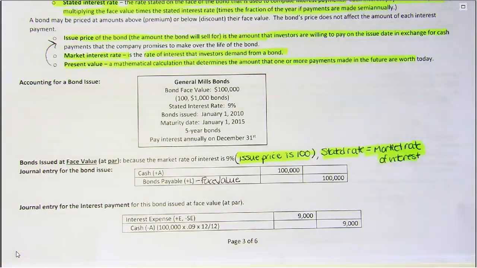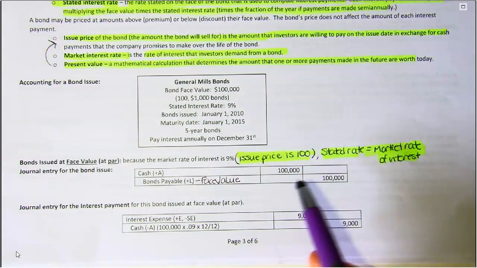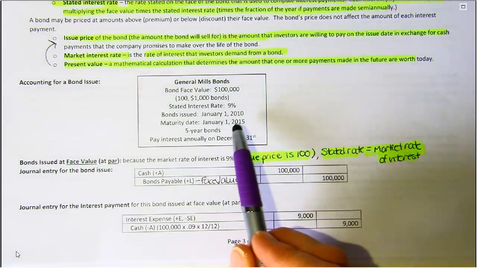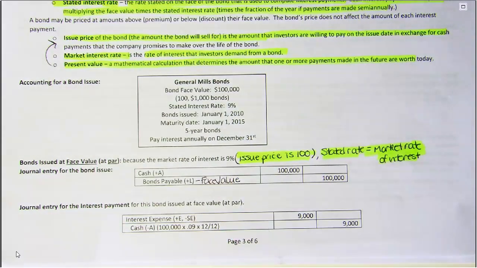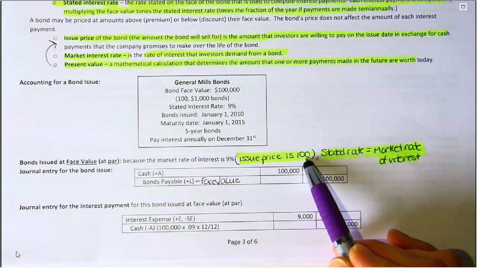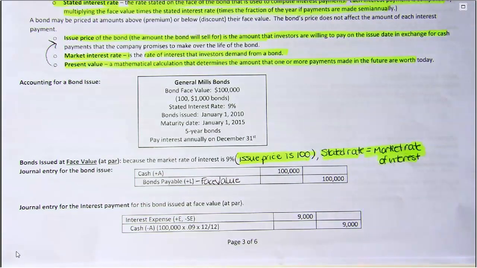Oh, one more thing I forgot to mention. When the market rate of interest and the stated rate of interest are the same, when they match, then I had just said that the bond would be sold at face value. The issue price would match the amount of the principal or face value. That issue price in the newspaper or wherever you get your bond quotes would be 100, which means it's selling at 100% of face value or par.